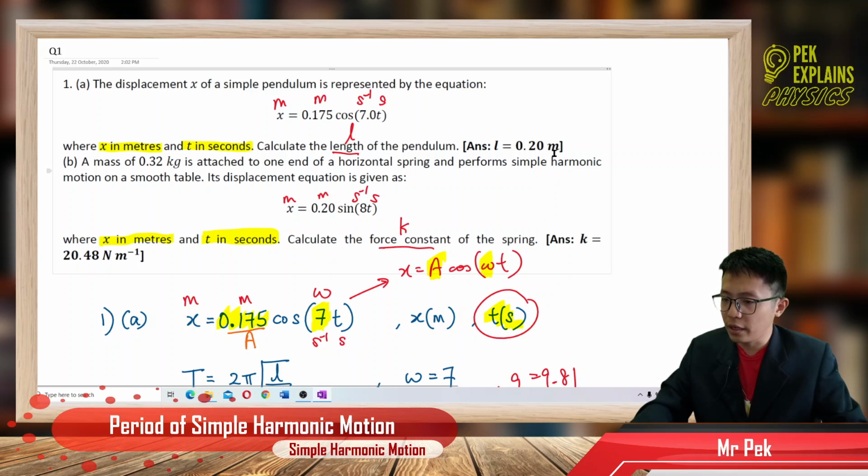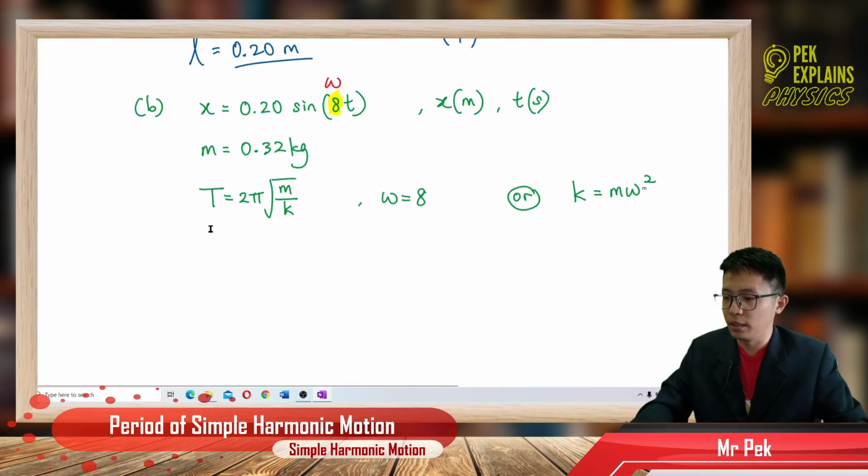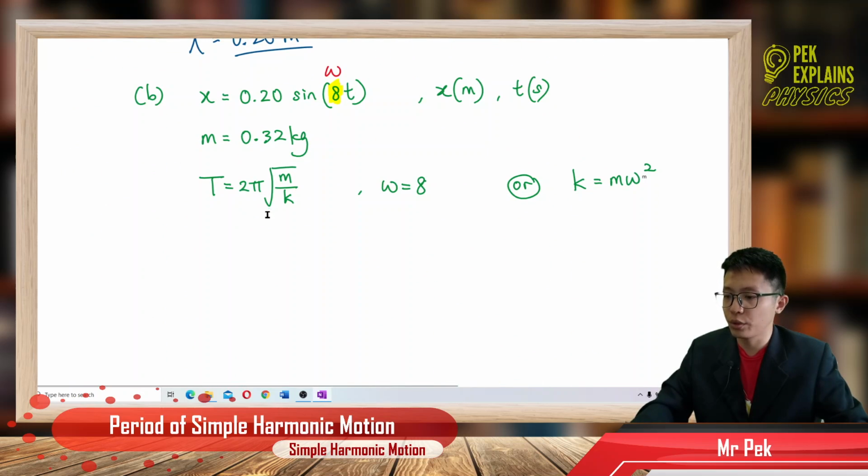To find K for a spring mass system, I can use this formula: period equals 2 pi square root m over K. So from here, I can get the K, but I need the mass and the period.